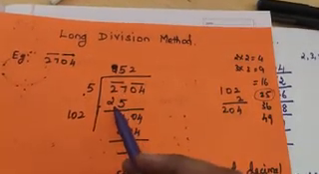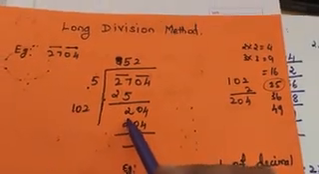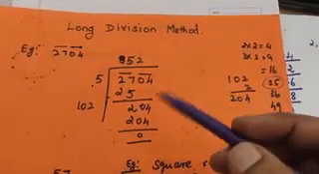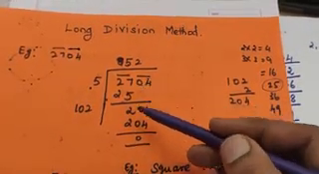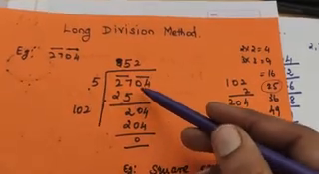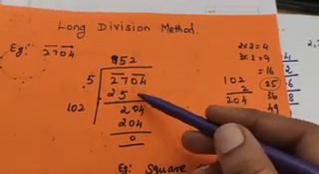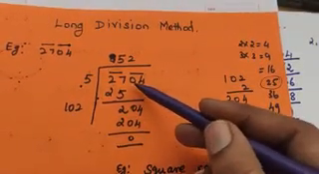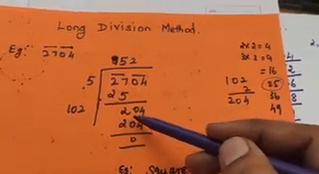Now 27 minus 25 is 2, right? And as in normal division, we bring down the next digits. Here we do not bring down only one digit, two digits come down together. So 204 is the next dividend.